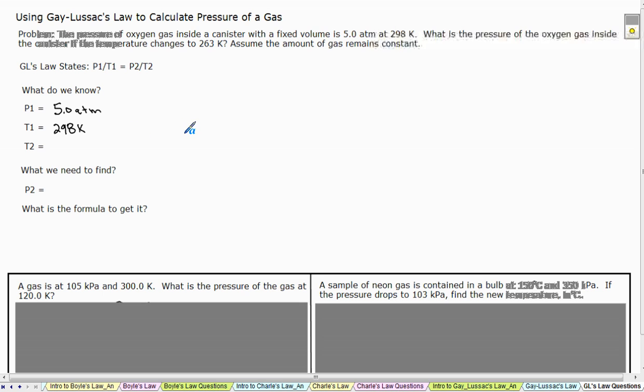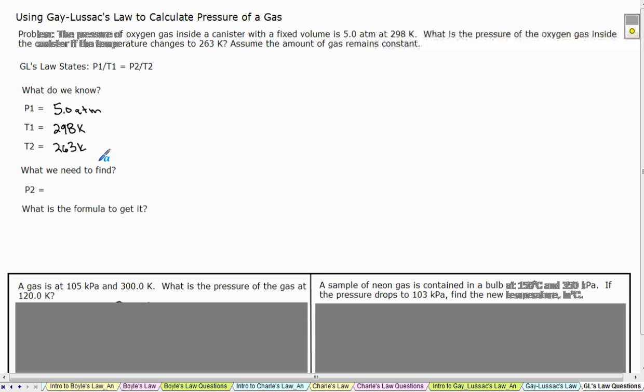And just like Charles' law, temperature has to be set to Kelvin. It can't be in degrees Celsius. So if you're given a question where you've got temperatures in degrees Celsius, you'll have to add 273 to the temperature to set it into Kelvin. The question asks, what's the pressure of the oxygen gas inside the canister if the temperature changes to 263?